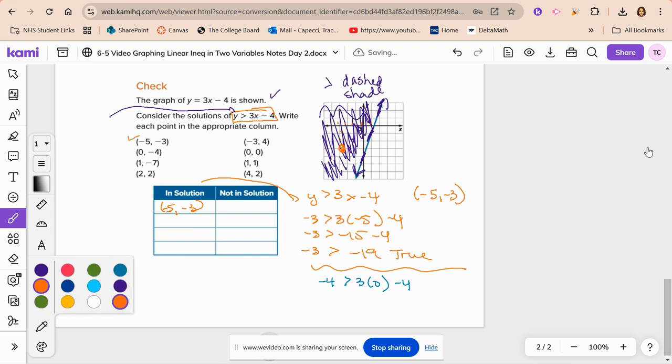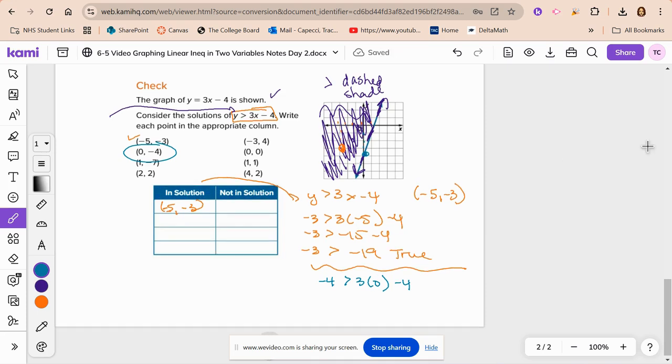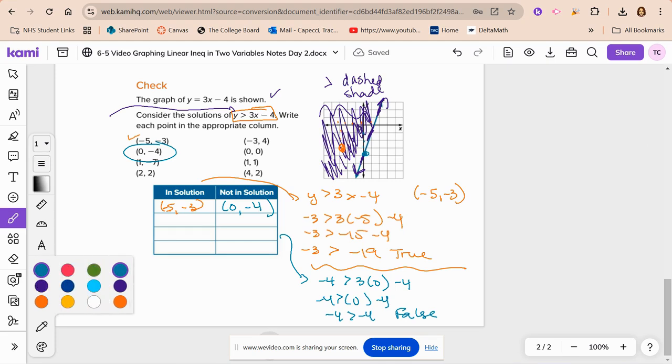Okay, I'm going to do the same thing with the next one. 0, negative 4. So 0, 1, 2, 3, 4. That actually appears on the line, but that's a dashed line. So that's not a solution. If it was a solid line, it would be okay, but it's dashed, so we're not including points on that dashed line. Again, I could substitute that in and see what I get. So I have negative 4 is greater than negative 4. Now that's false. Negative 4 isn't greater than negative 4, right? It's equal to. So that's why it falls in the not a solution.